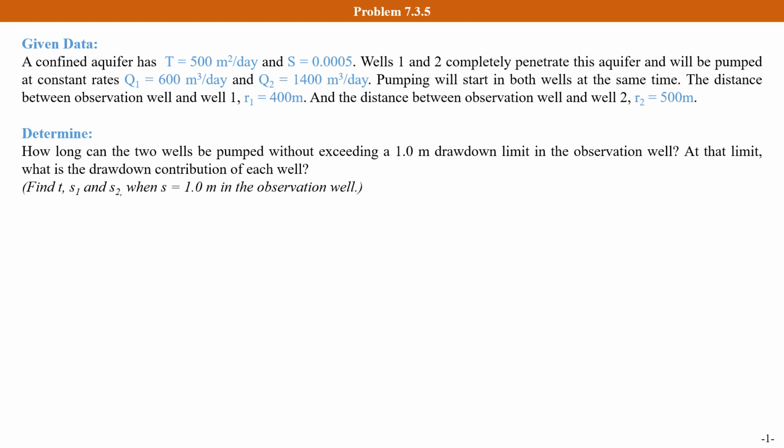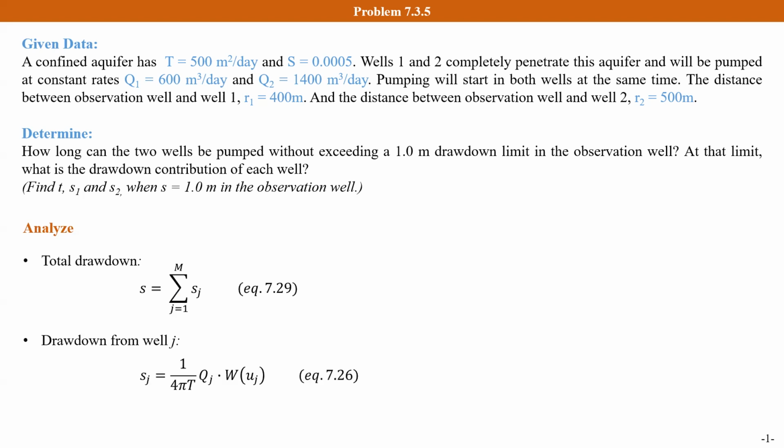Before we solve this problem, let's analyze it first. Because we know the total drawdown equals 1 meter, by applying equation 7.29, the total drawdown should equal the drawdown contributed by each well. In this problem, the capital M here equals 2, and J indicates the different well. So S should equal S1 plus S2. But we do not know the values of S1 and S2.